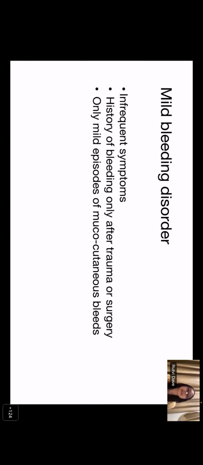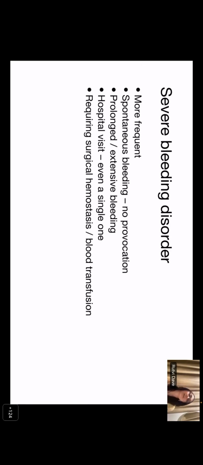Now, how do you know the severity of bleeding? A mild bleeding disorder is one in which there is infrequent symptoms of bleeding, history of bleeding only upon provocation by trauma or surgery, or only mild episodes of mucocutaneous bleeds. On the other hand, a severe bleeding disorder is one where the bleeding is more frequent, spontaneous, even without a significant provocation, prolonged, extensive bleeding. In a developing country, even a single episode requiring hospital visit can be considered as a severe bleeding disorder, and any bleeding episode requiring surgical hemostasis or blood transfusion.